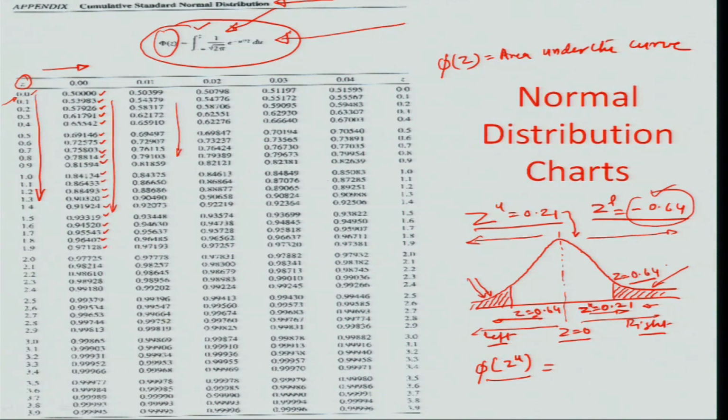Having said that, the question is how do you define z equal to minus 0.64. We can say that this area is 1 minus the cumulative distribution function of z corresponding to positive 0.64, because we know that the area under this complete curve, whether towards the left or right of the line z equal to 0, should be equal to 1. So the total cumulative distribution function is unity.